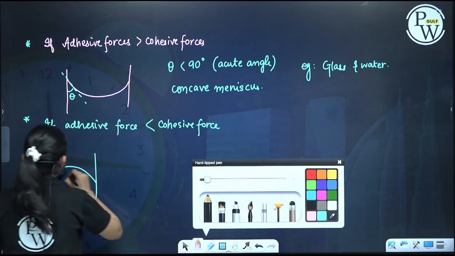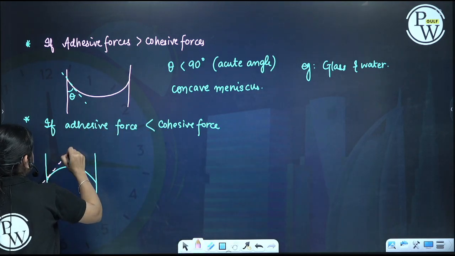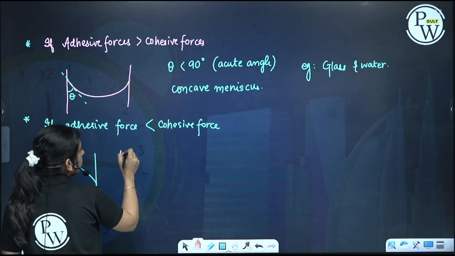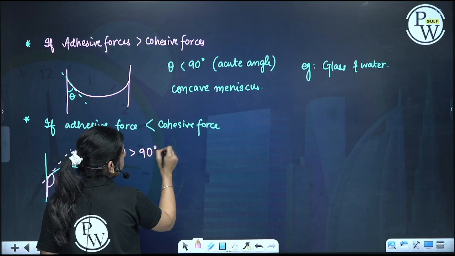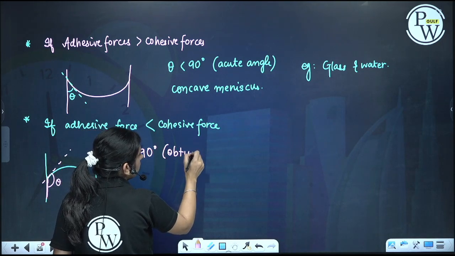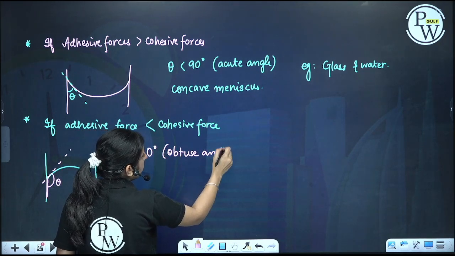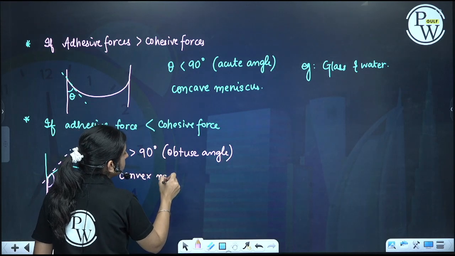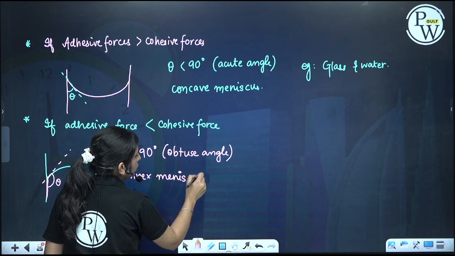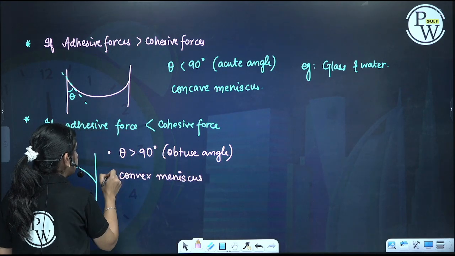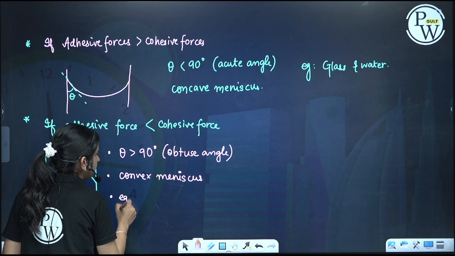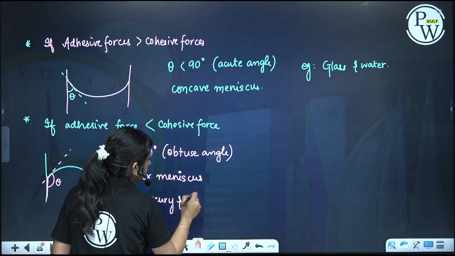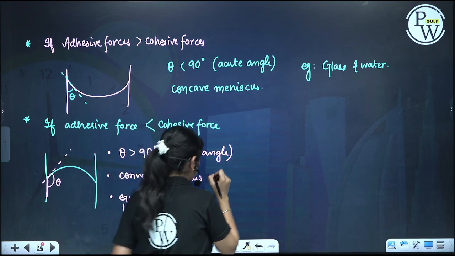Now draw the tangent to the liquid surface at the point of contact. This is the tangent and this is the surface. This is the angle of contact. Theta is greater than 90 degrees, an obtuse angle. We will have a convex meniscus, and the example is mercury and glass.